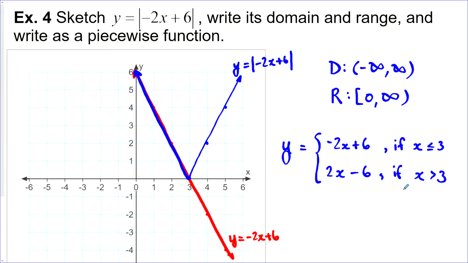Now some of you may have noticed I wrote if in this example, and in the last example I didn't write if. I just wrote comma and then the restriction. And either way, it can be understood that that's the restriction on the piecewise case.